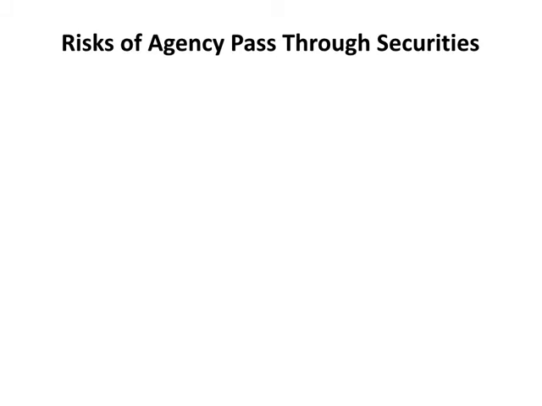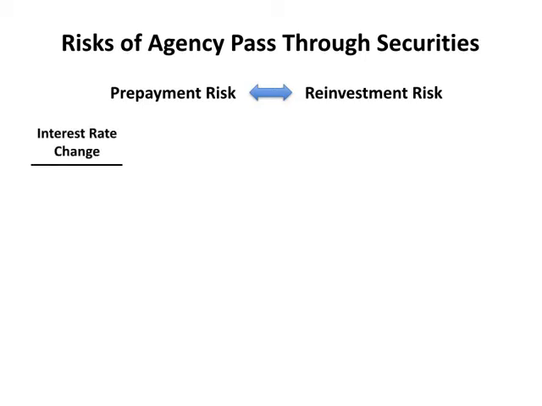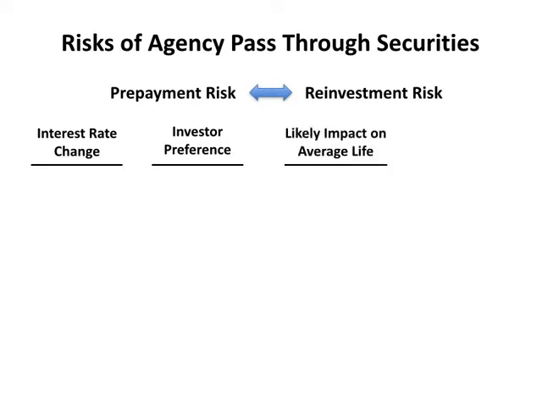Let's look more closely at the interaction between prepayment risk and reinvestment risk, and how the interplay between those two will work out to the investor's disadvantage no matter which way interest rates change. We'll follow the chain of causality. Starting with a change in interest rates, first, what would be the investor's preference regarding prepayment rates? Then, what's the likely impact on prepayment decisions by mortgagors, and in turn, how that will impact average lives of mortgage-backed securities? And ultimately, what are the consequences for investors?